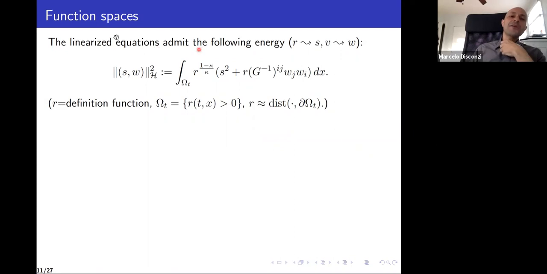The function spaces we're going to define are based on an energy that is admitted by the linearized equation. Let's think of S as the linearized variable associated with R and W as the linearized variable associated with V. Then you can show that the linearized equations admit this energy. Here, of course, you're interested in the case where R is the actual R in the problem, the sound speed squared. But you can think of this norm in an arbitrary domain, which is given by a defining function R, meaning a function that is comparable to the distance to the boundary near the boundary.